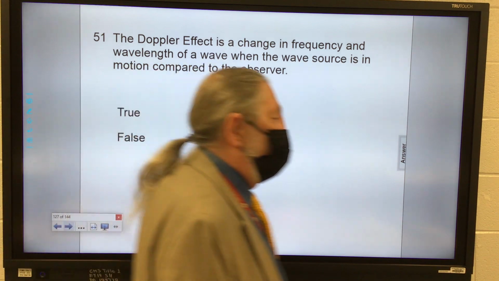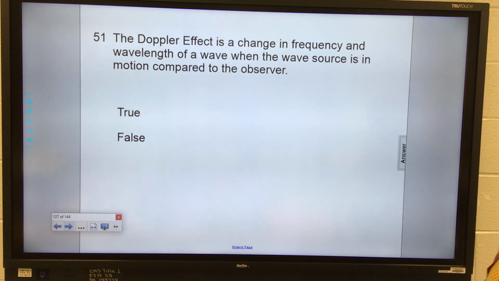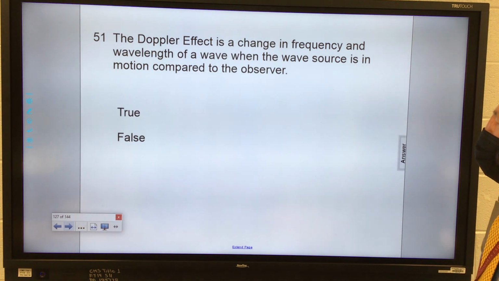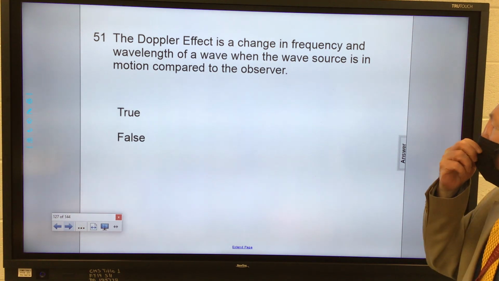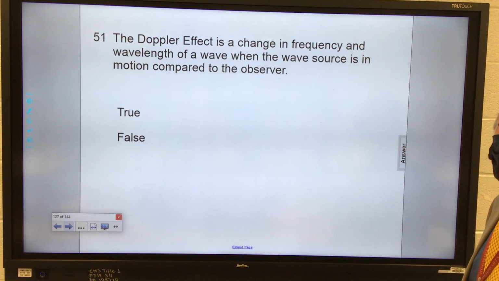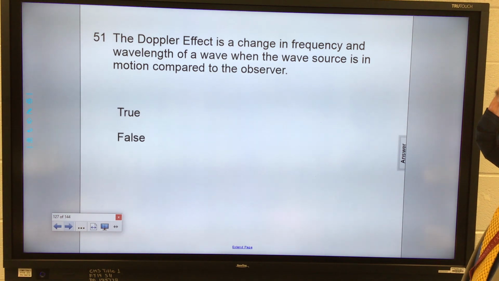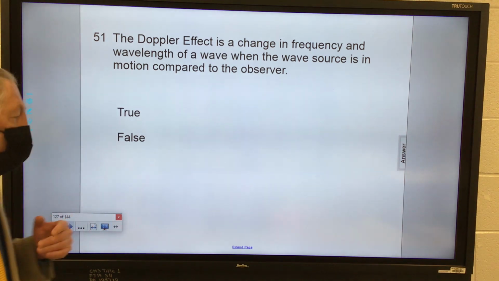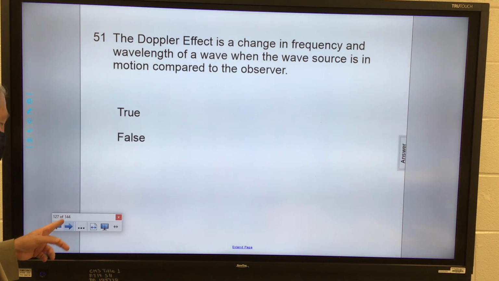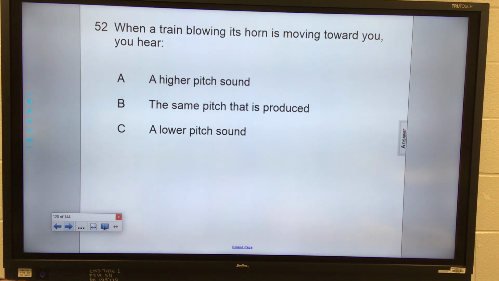Okay, so here we go. You ready? Here's a question for you. You got this, Jaleel? The Doppler effect is a change in frequency and wavelength of a wave when the wave source is in motion compared to the observer. Is that a true statement or a false statement? Mark your answer. The Doppler effect, that's a change. Now, this is the moving. When you think of the Doppler effect, think of the moving fire truck. Did the wavelengths change? True or false? This says they changed, so either mark true if that's true, mark false if it's wrong. Okay, I'm going to go to the next one here.